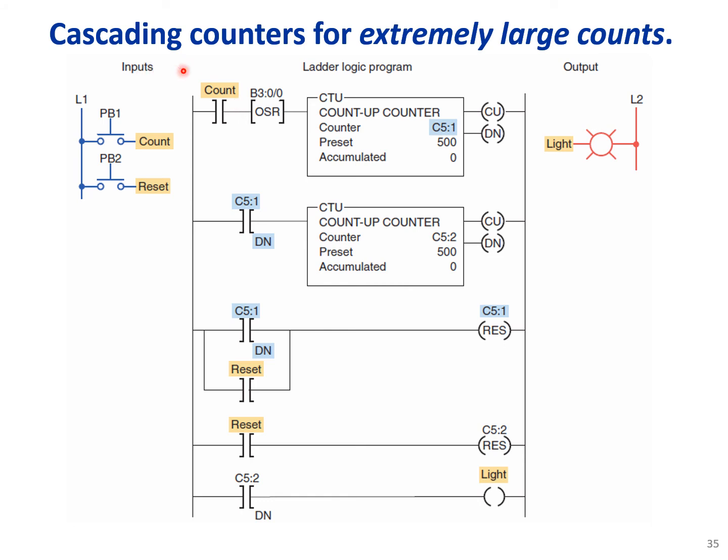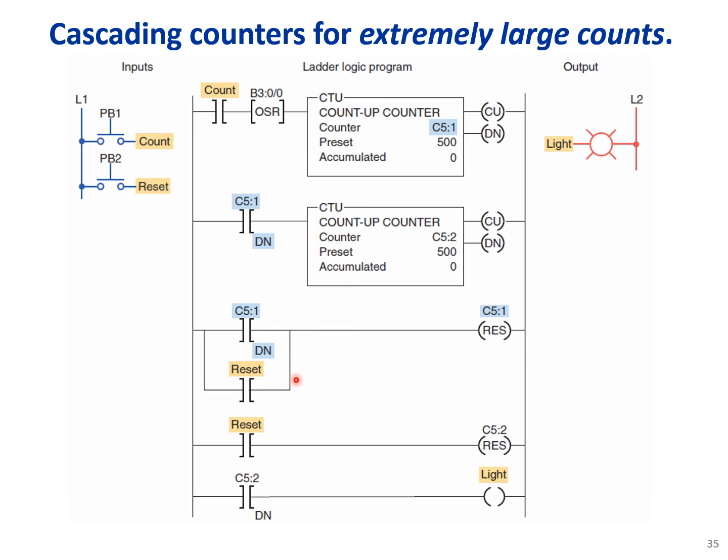Or we could cascade counters for extremely large counts. So we have the first counter that counts until 500 and the second one again until 500. However, here we are cascading. First, the down bit of the first counter is not true, so we are not using the second counter, and this counter will increment up until it reaches 500. Once it reaches 500, the down bit will be true and we will start counting here.